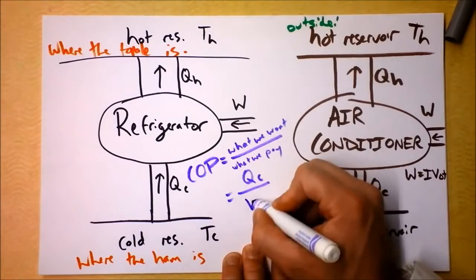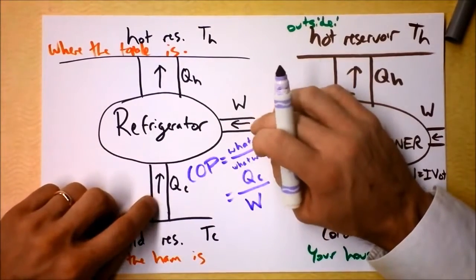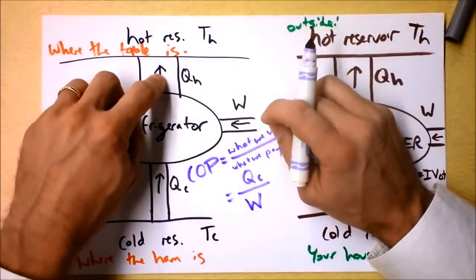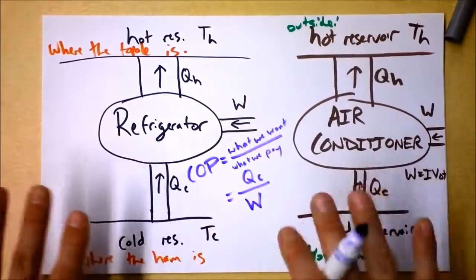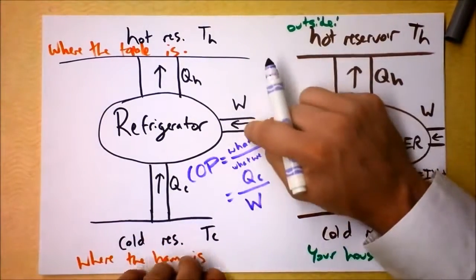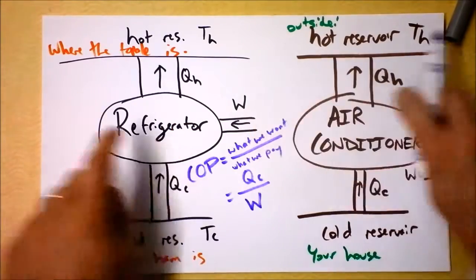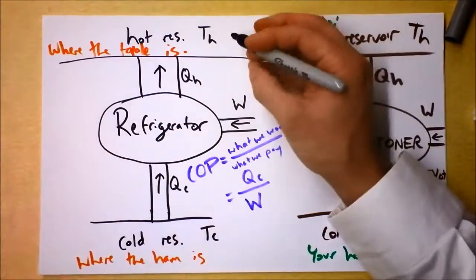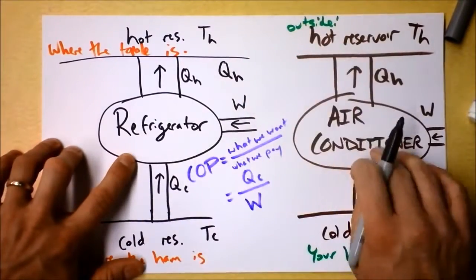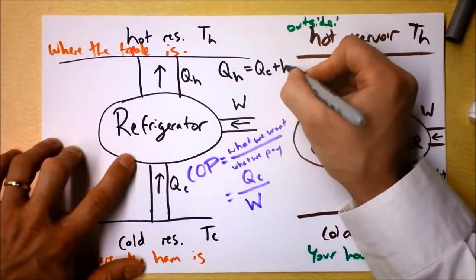Now notice the size of these two things. I didn't really draw them very carefully, but you know that QC plus W is equal to QH. And you know that, well, maybe you don't see it quite yet, but it's actually possible to put in less work than the heat that we remove, because energy conservation doesn't stop us right here. This is very interesting. Our energy conservation statement for the fridge and for the air conditioner says QH is QC plus W.